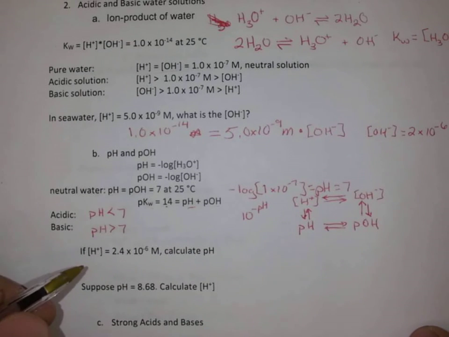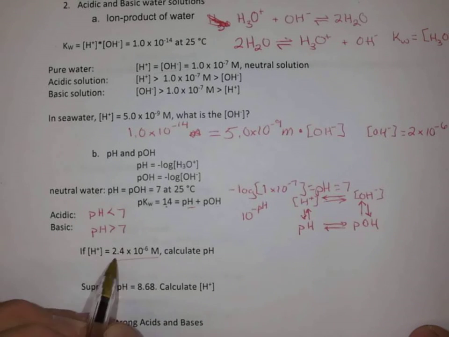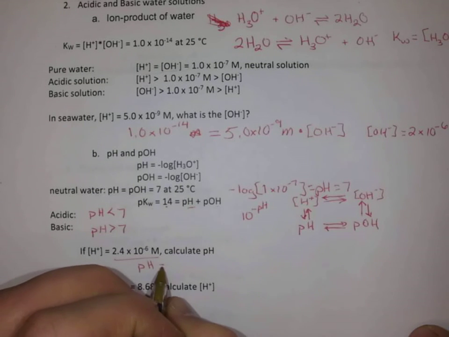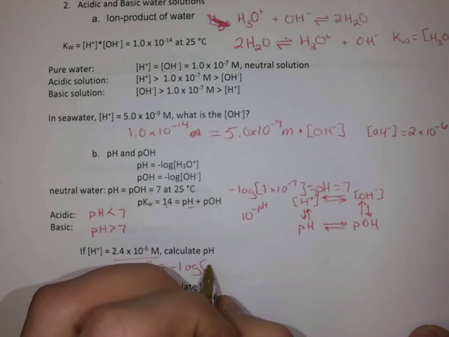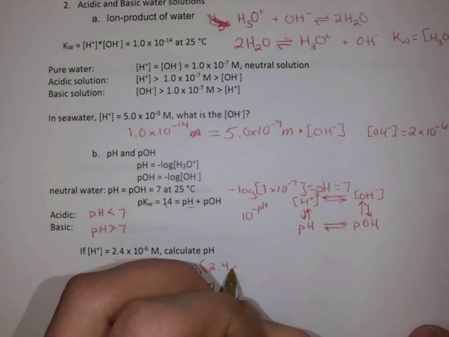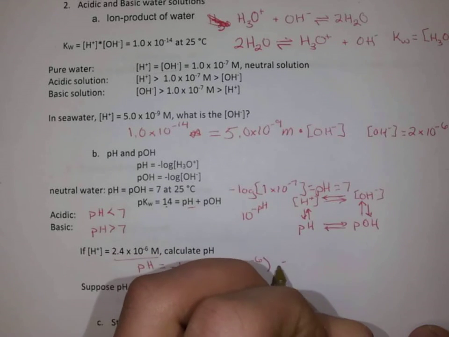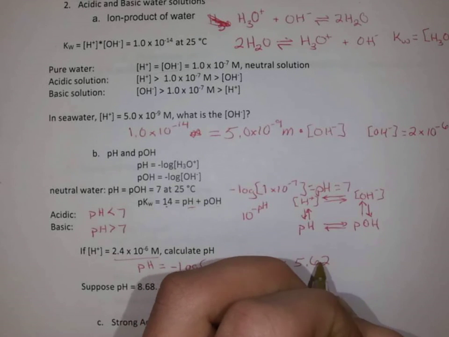Okay, so let's do a couple of problems real quick, easy here. If the H plus concentration equals 2.4 times 10 to the minus 6 molar, calculate pH. Well, pH equals negative log of our concentration, 2.4 times 10 to the minus 6th. We plug that in. That should be 5.62.